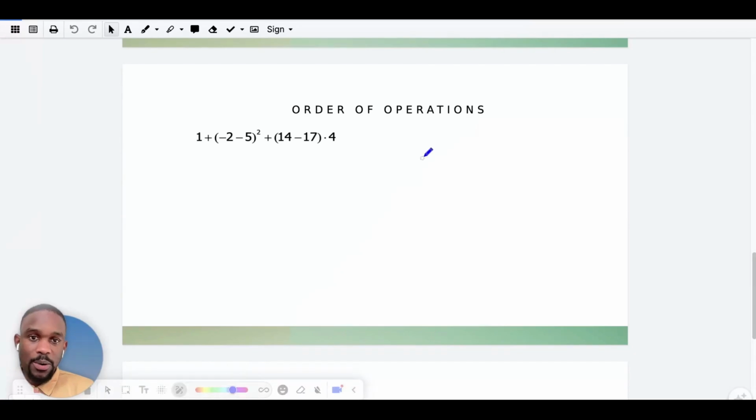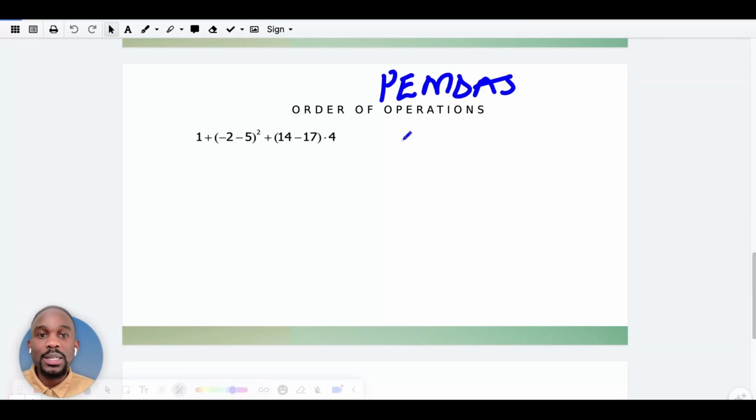So I'm going to write our PEMDAS right here. This is going to guide us as to what operation we need to work with first. So P is for parentheses. Do you have any parentheses? Deal with that first. It's telling you to deal with whatever is in parentheses first.